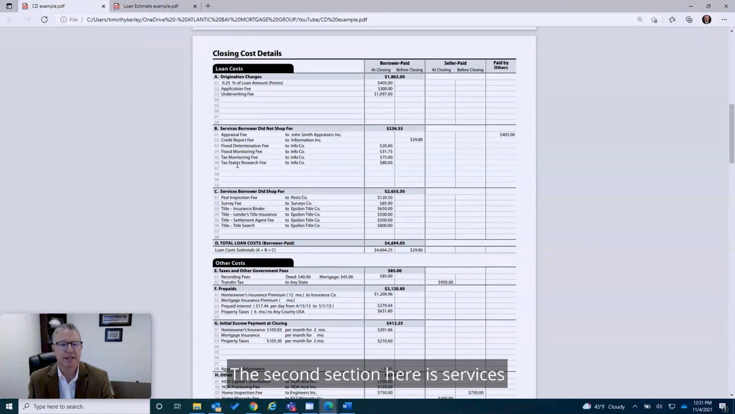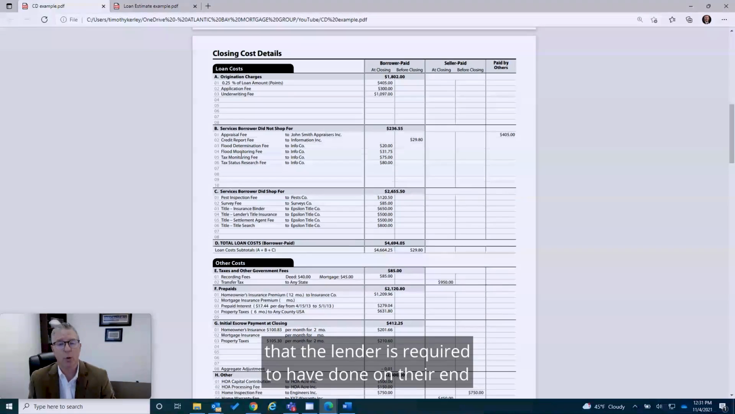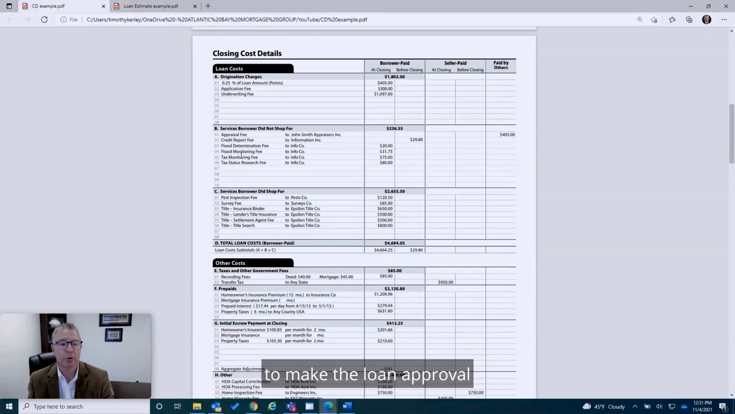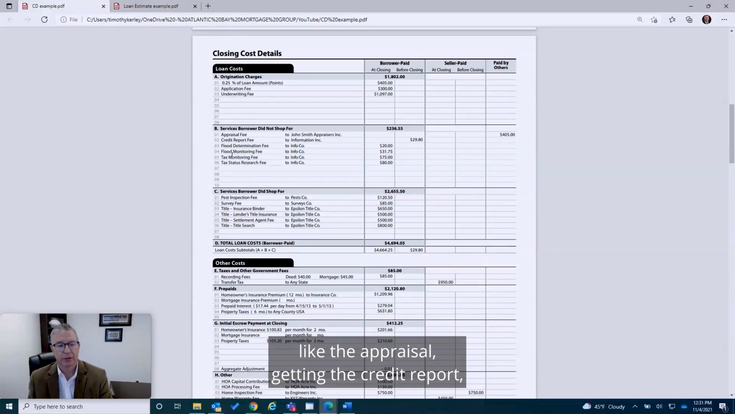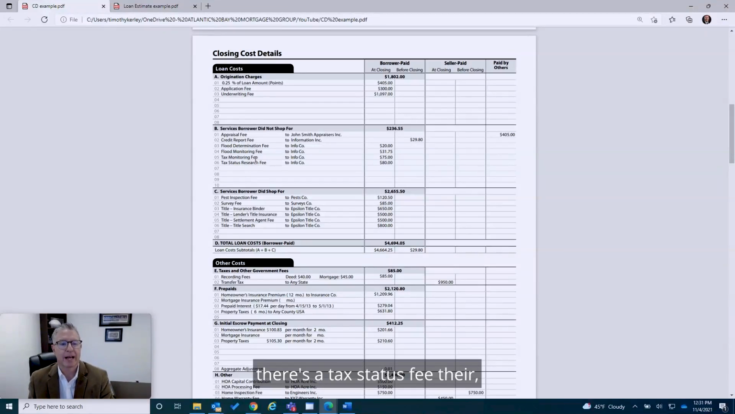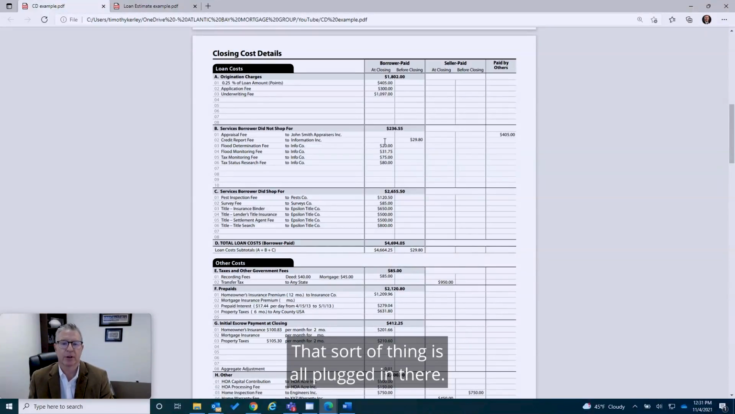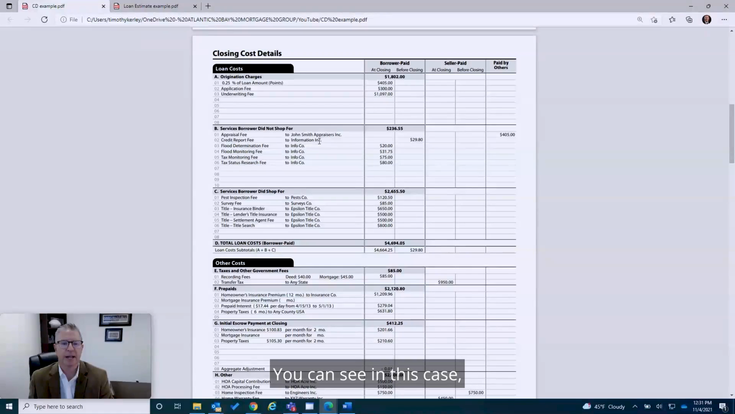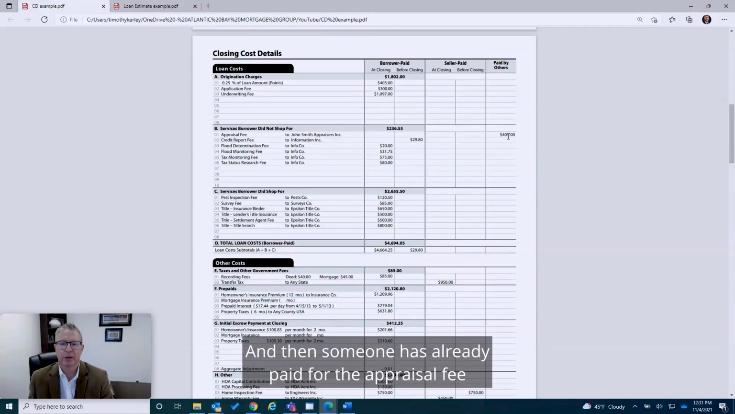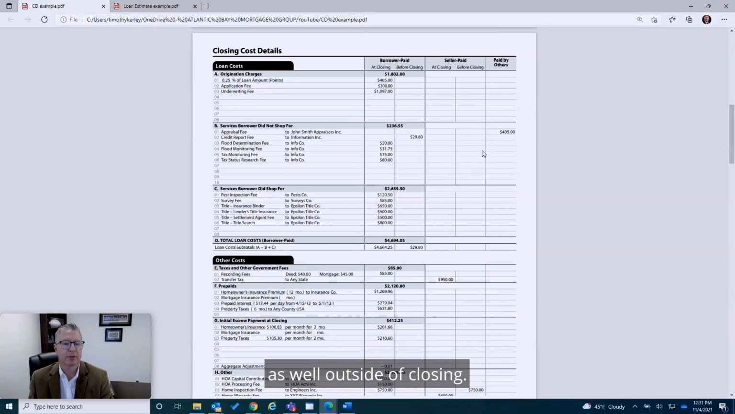The second section here is services that the lender is required to have done on their end to make the loan approvable, like the appraisal, getting the credit report, there's a tax status fee there, flood determination, that sort of thing is all plugged in there. You can see in this case, these folks have already paid for the credit report fee right here, and then someone has already paid for the appraisal fee as well outside of closing.